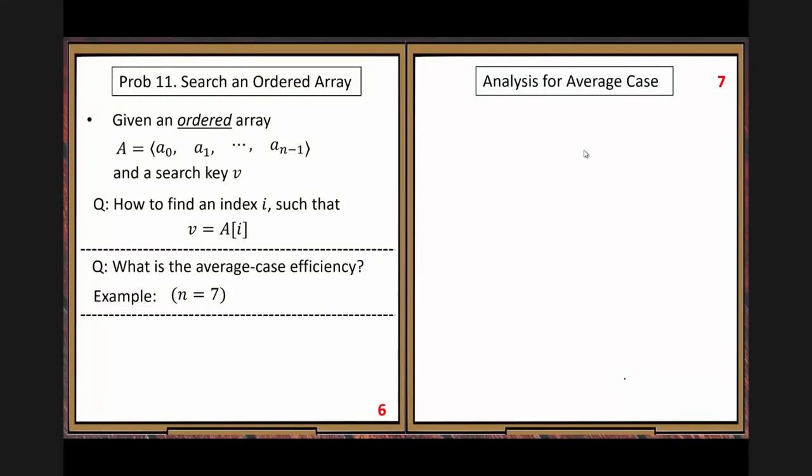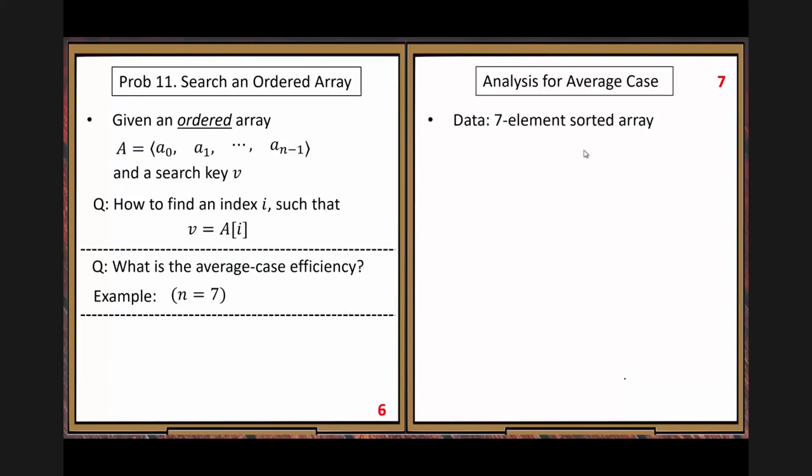Then we do the calculation based on this diagram. This should be quite easy. Okay? All right. So let's draw the binary tree that corresponds to the binary search comparison states. Okay? All right.